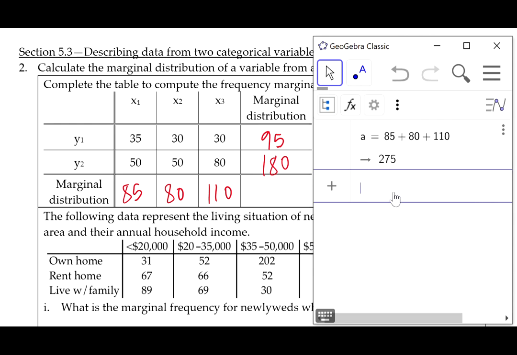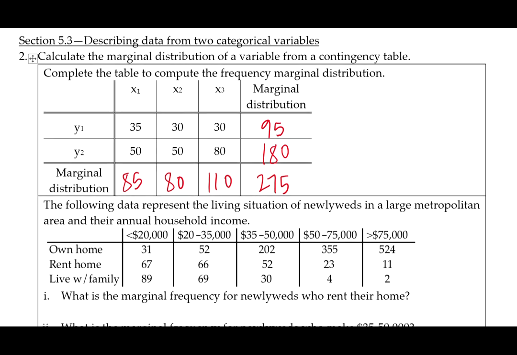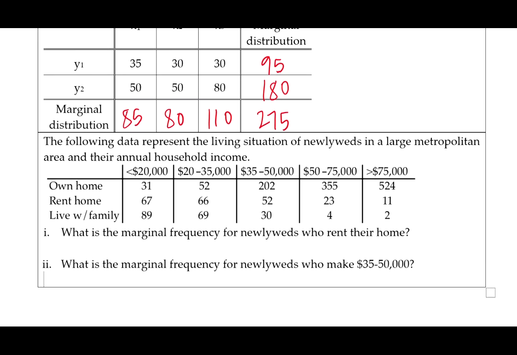And let's also add up the row marginal frequencies. So this last column here of values, 95 plus 180, and notice that also equals 275. That should always be the case. And that 275 gives us the total sample size, the total number of individuals or observational units that were included in this contingency table. Here's one more example.